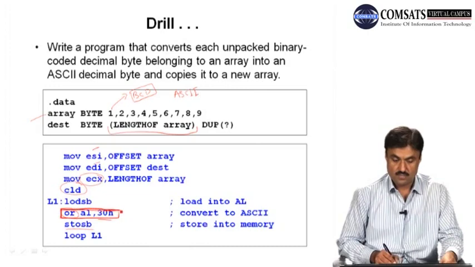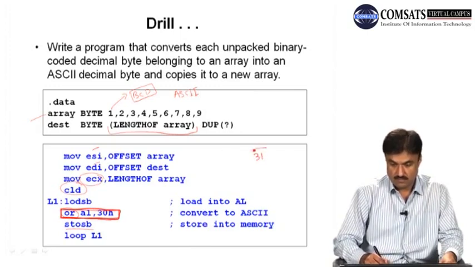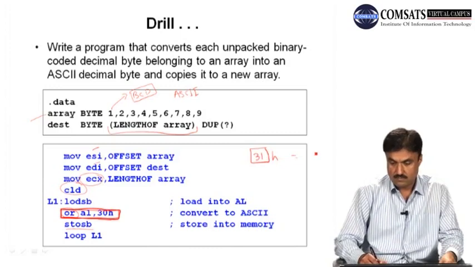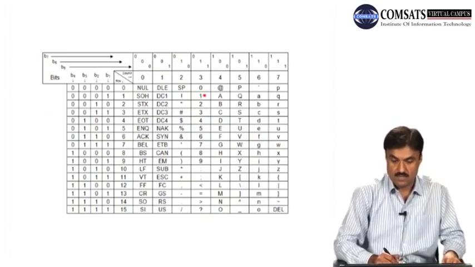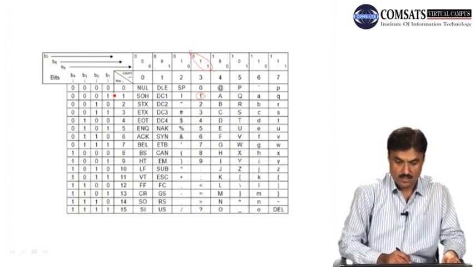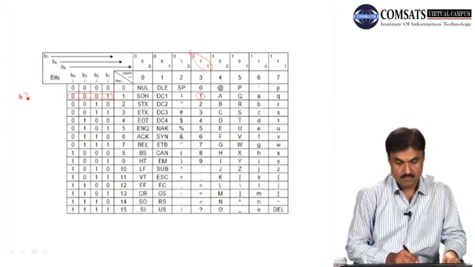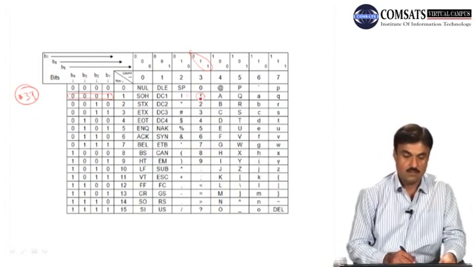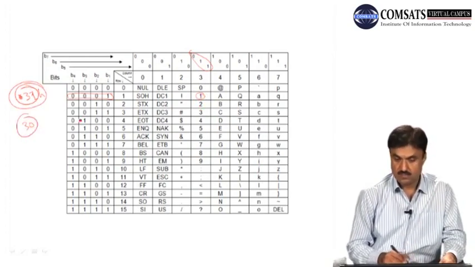If you recall the ASCII table, if you just go through the ASCII table, 31 in hexadecimal is for the 1. If you just see here, this is the BCD value 1, and these are the 3 bits, so it is equal to 3, and this 1 byte, total byte is like 3 and 1. So 31 hexadecimal represents the ASCII value for 1, and 30 shows the 0 hexadecimal. Here you can see the value for the 0.